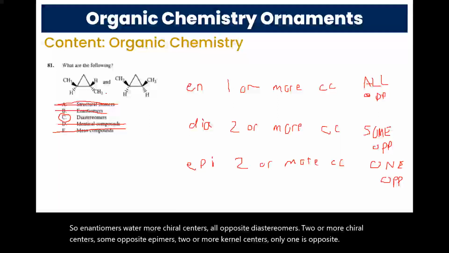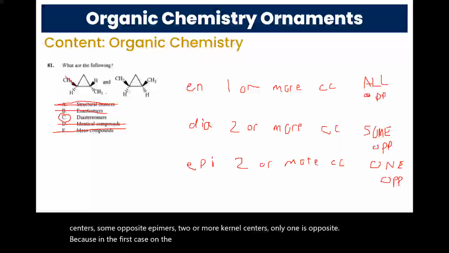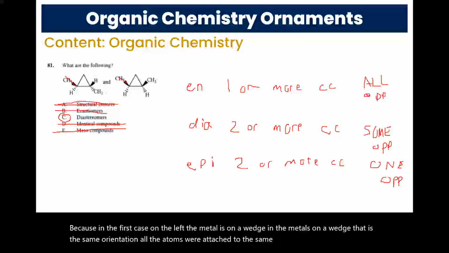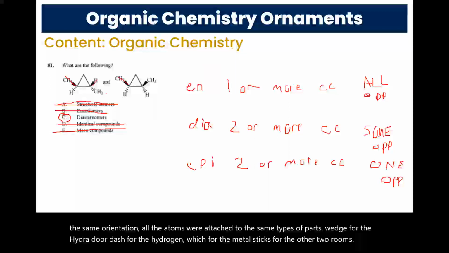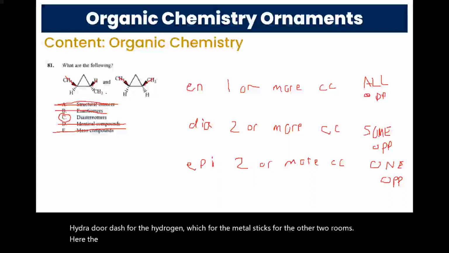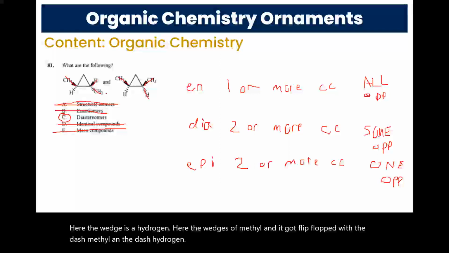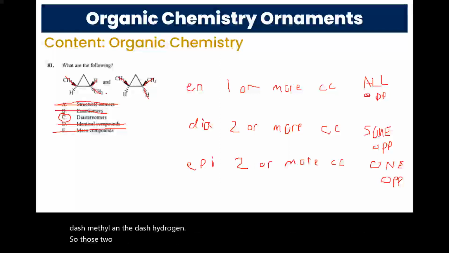Because in the first case, on the left, the methyl is on a wedge and the methyl is on a wedge. That is the same orientation. All the atoms are attached to the same types of parts. Wedge for the hydrogen, or dash for the hydrogen, wedge for the methyl, sticks for the other two groups. Here, the wedge is a hydrogen. Here, the wedge is a methyl. And it got flip-flopped with the dash methyl and the dash hydrogen. So those two are opposites because the methyl and the hydrogen have swapped places. Do you see that?